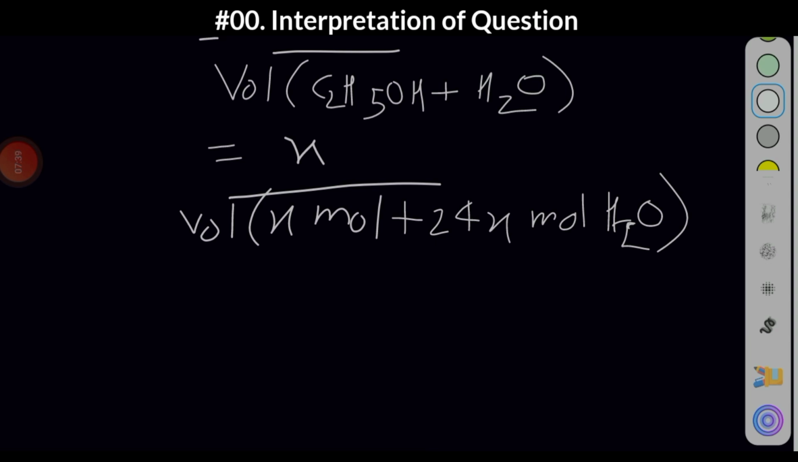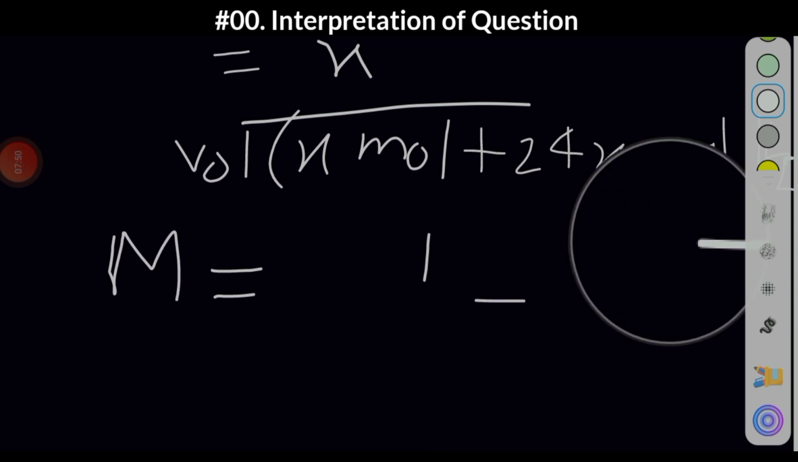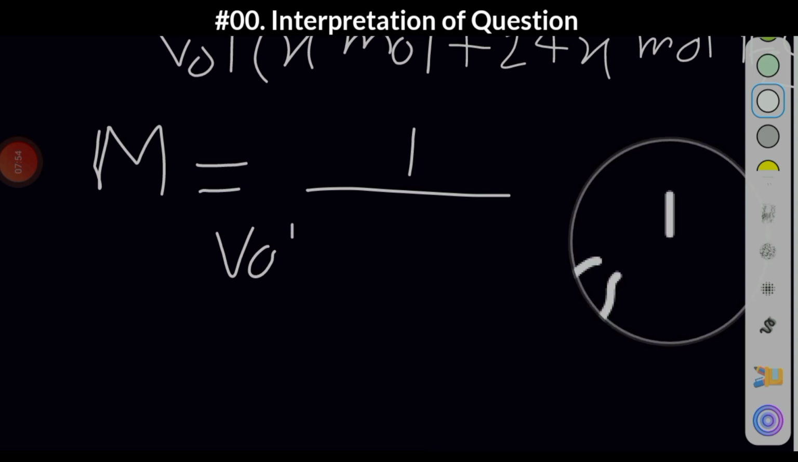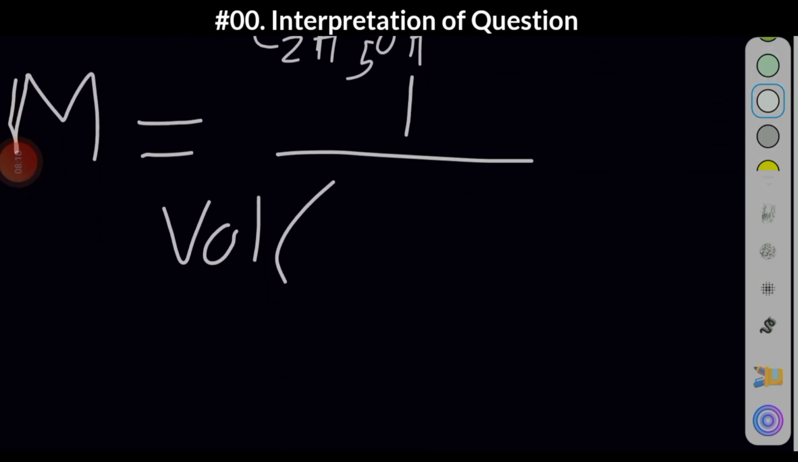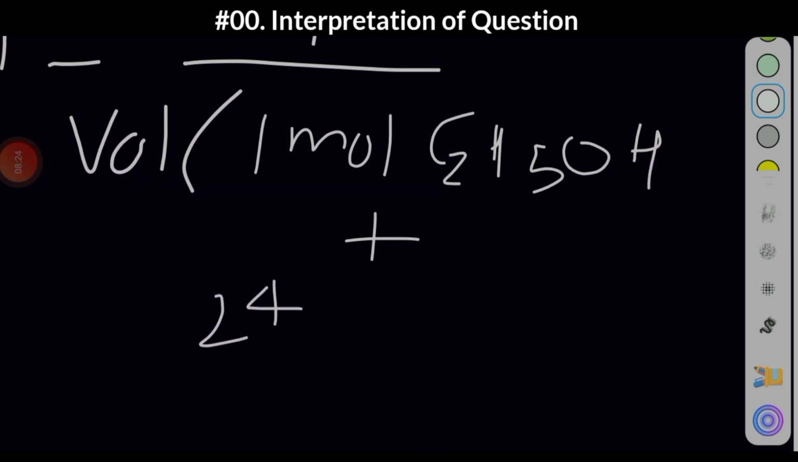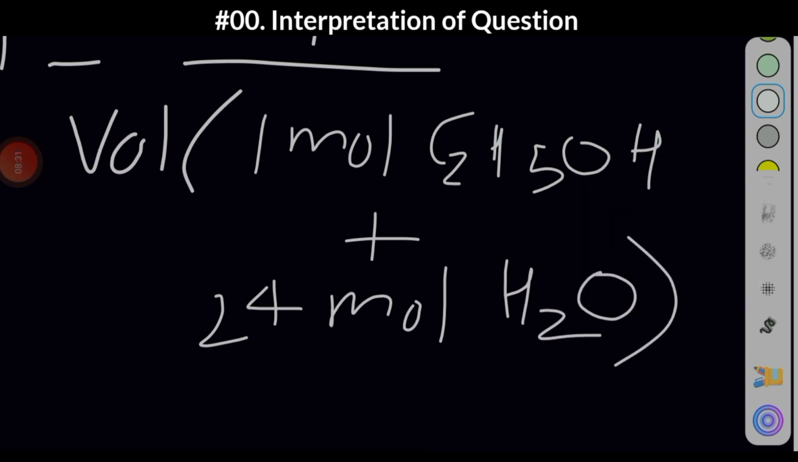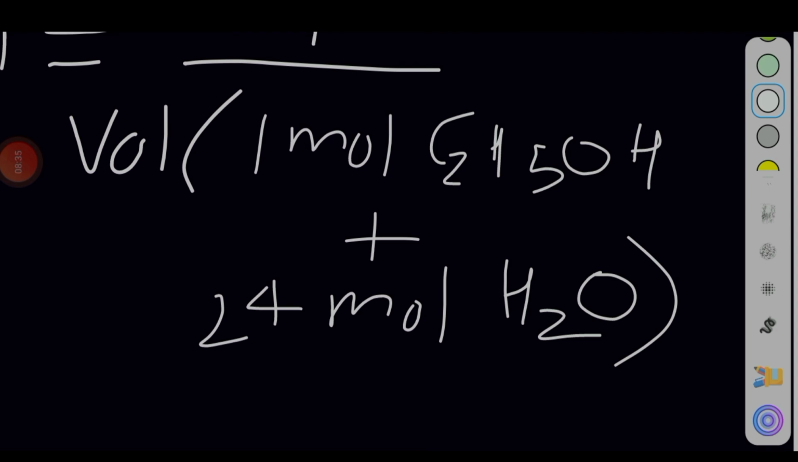Now we can factor out this X from both numerator and denominator, and we'll get that molarity is in fact equal to 1 upon volume of 1 mole ethanol plus 24 mole water. And this is the end of our basic interpretation of the question. And now we will use the first method or the first approach to solve this question, which is approximating dilutions.